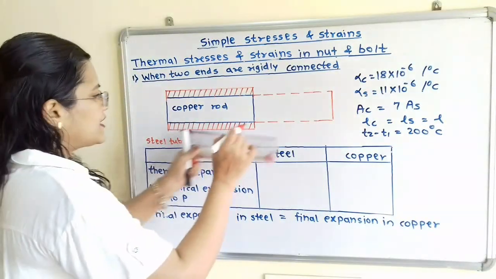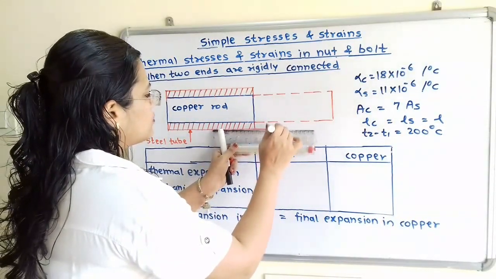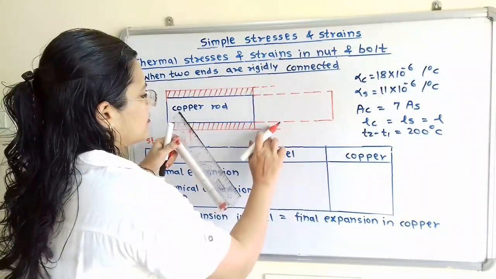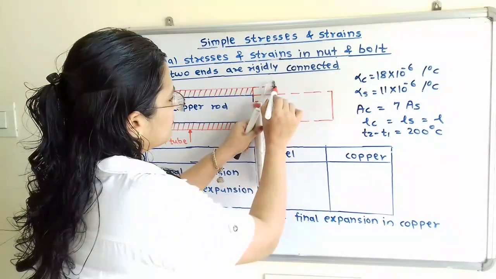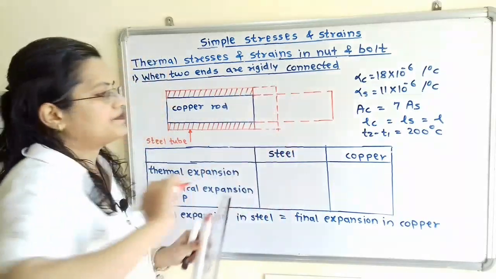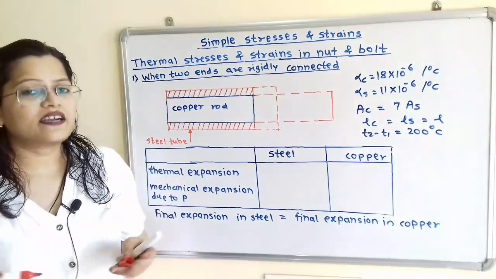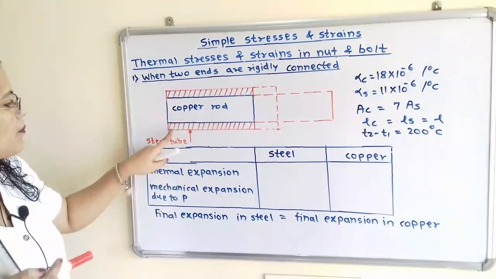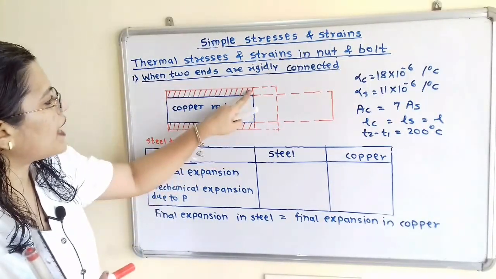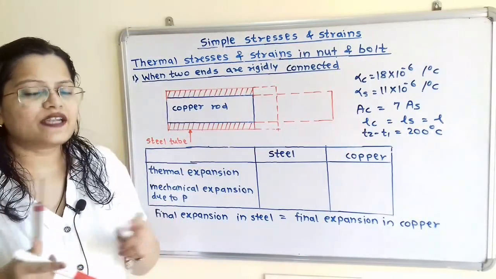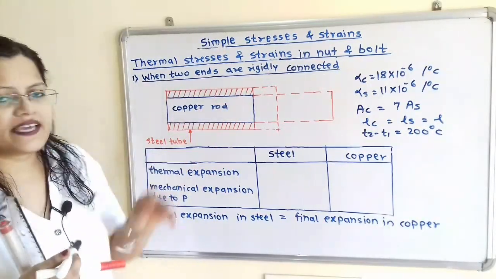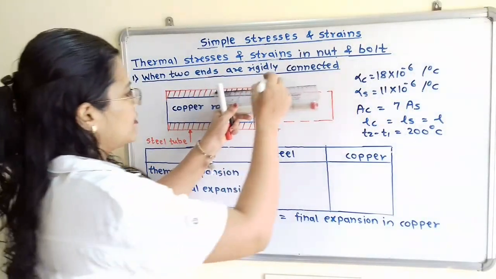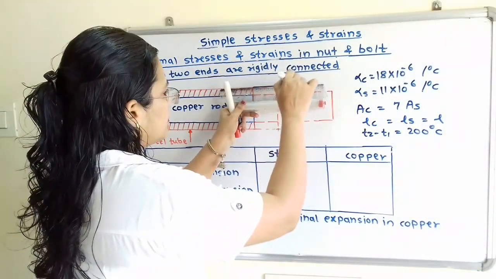Now we will show the increase in length for the steel. So it is less than the copper. But the condition is given that the two ends, that is for the copper rod as well as steel tube, are rigidly connected. That means for these two materials there is common increase in length. So we will show here the common increase in length.